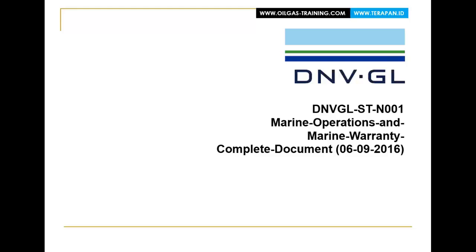On this occasion I would like to discuss a rule commonly used in the oil and gas industry, especially in lifting activities. Usually, the oil and gas industry uses DNV-GL-ST-N001 as the lifting standard. It is hoped that with this discussion, you can practice all the rules in DNV-GL when doing a lifting analysis or making a lifting plan.